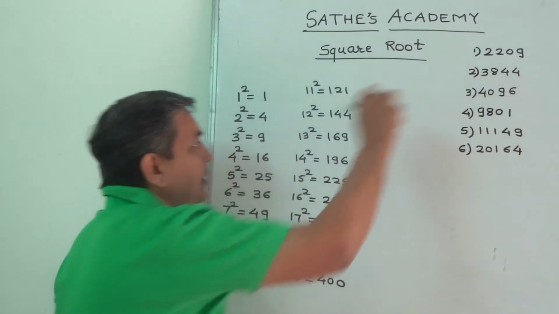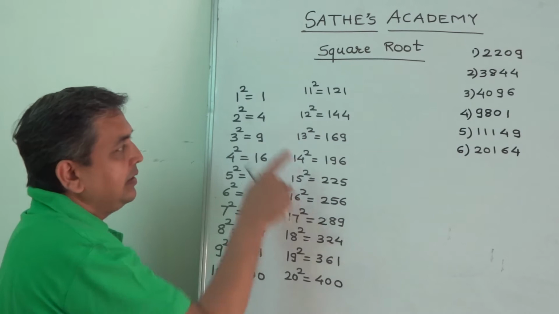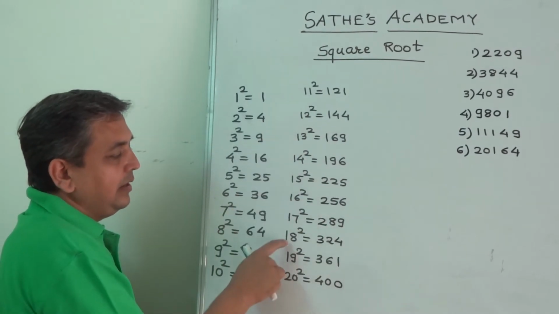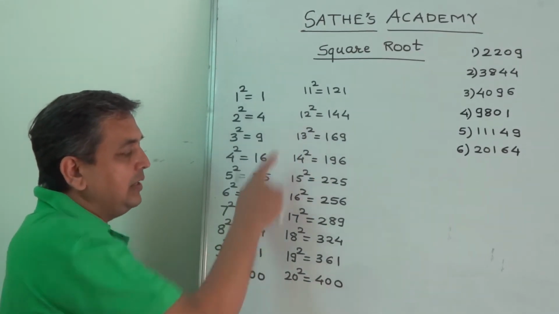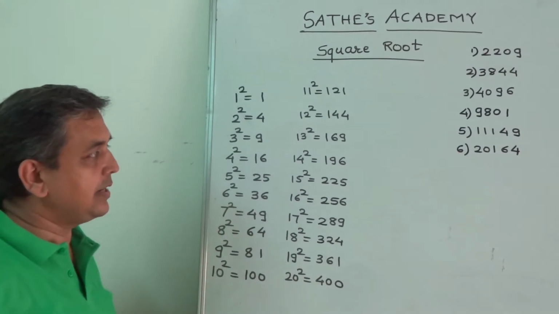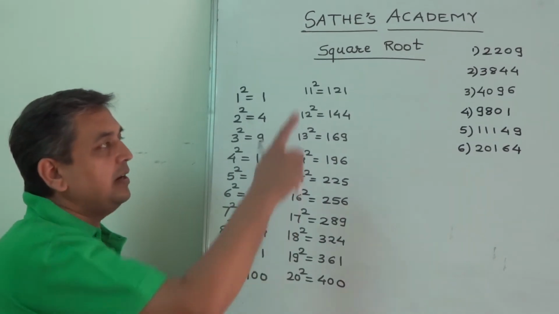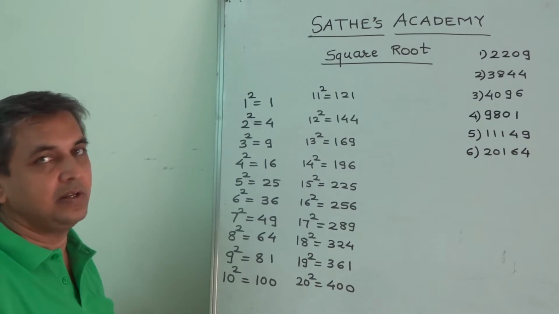If it is 4, then 4 we get in 12 and 18. So units place should be either 2 or 8. If we understand these things, now let us find how to find square root of these numbers in a step.